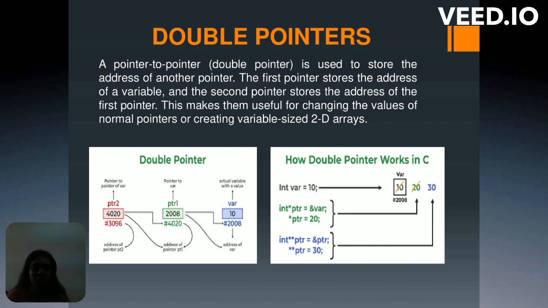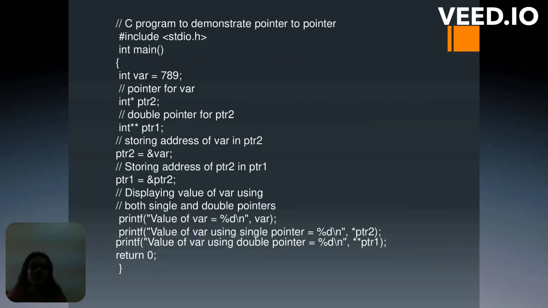So what are double pointers? Double pointers are the pointers which point to another pointer. In simple ways, we know that the double pointers basically store the pointer points to another pointer, which means that a pointer is storing a variable or a memory address. So another pointer, which is the second pointer, stores the address of the first pointer. This is useful mainly while changing the values of the normal pointers or creating variable size 2D arrays.